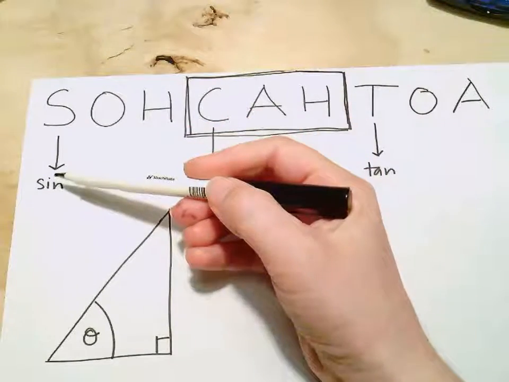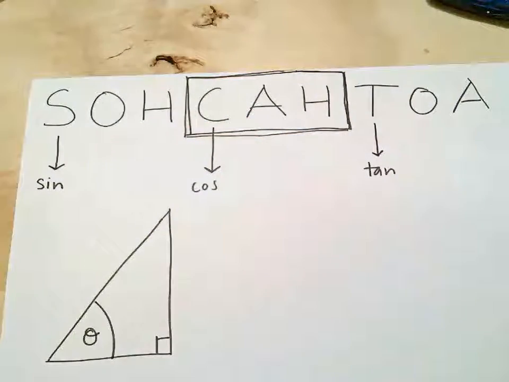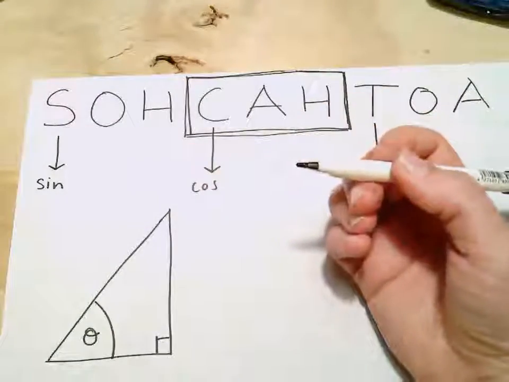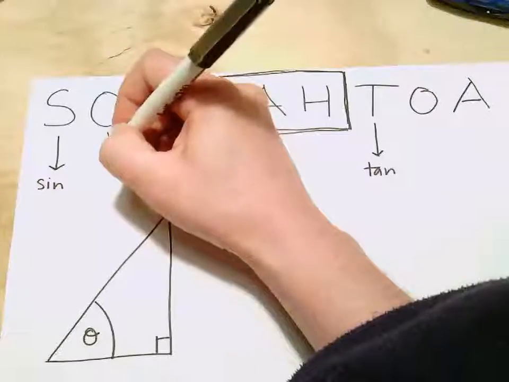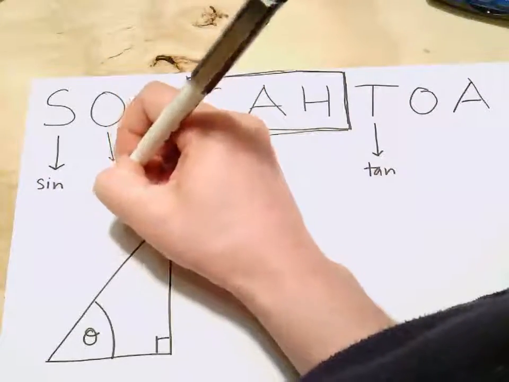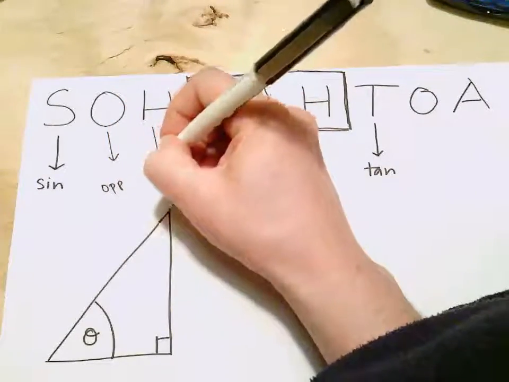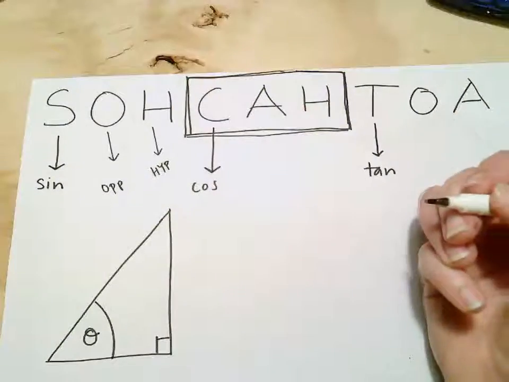The first one is the S in soccer toa, and it stands for sine, which we write as sin. And the sine rule tells us about the opposite side and the hypotenuse side. It tells us about the ratio of those two sides.